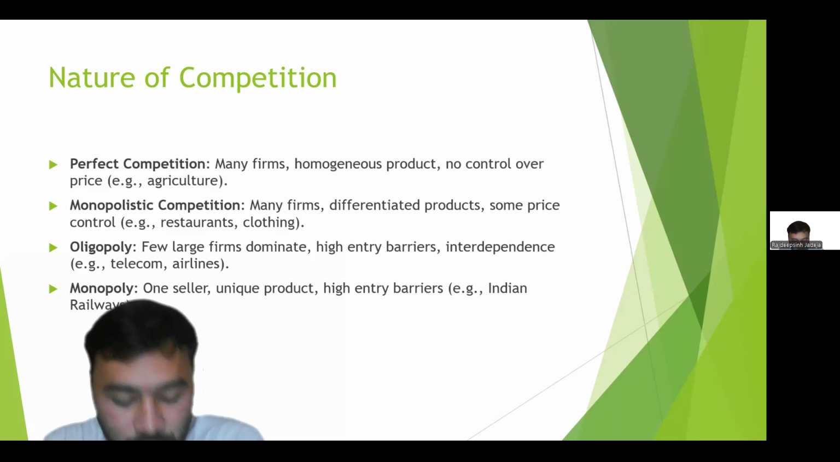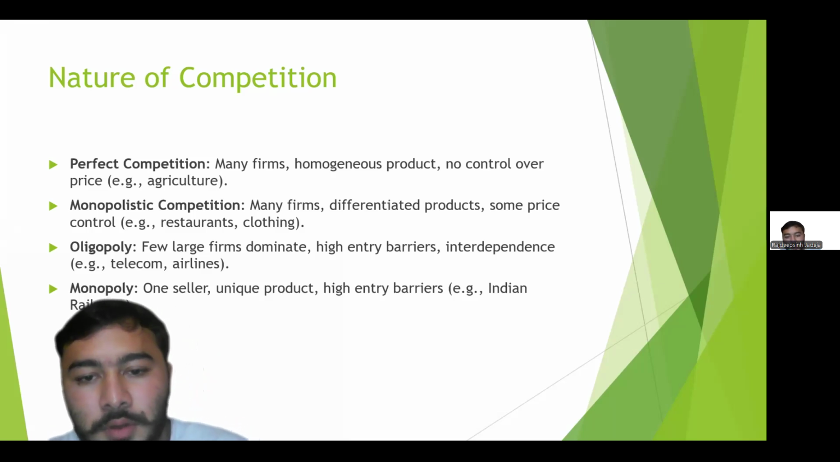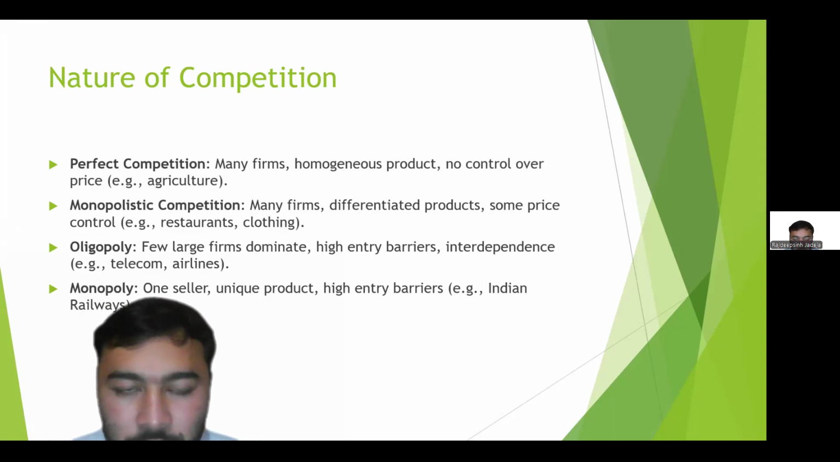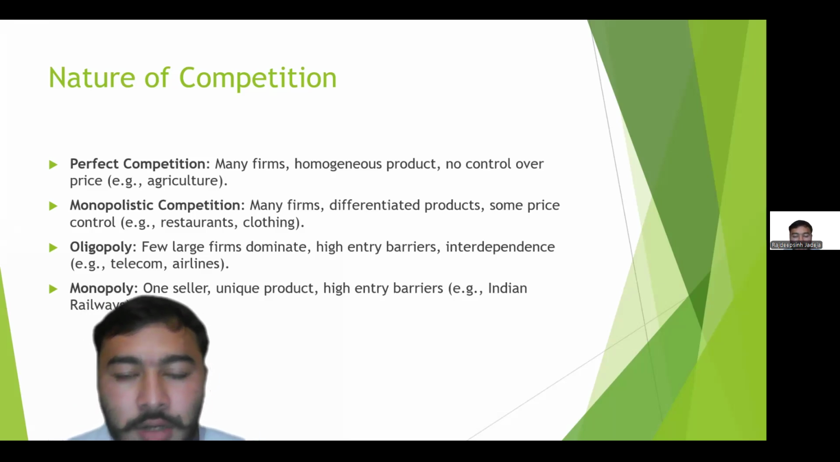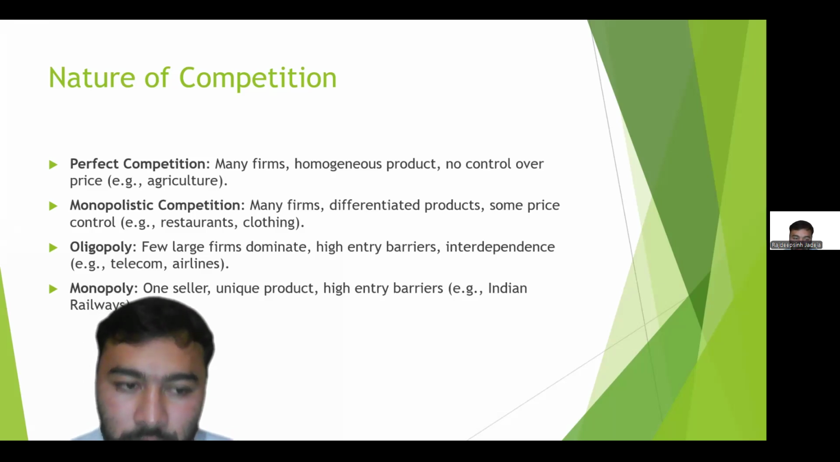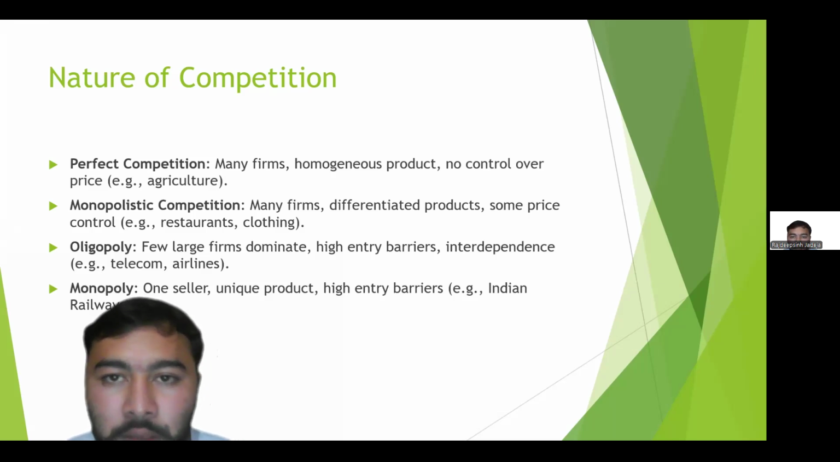Then oligopoly. Oligopoly means a few large firms dominate, with high entry barriers. In oligopoly, we can consider Jio, Airtel, and the telecom companies, which fall into the category of oligopoly because there are large firms. Of course, Reliance Jio and Airtel are large telecom firms. There is a high entry barrier. So if somebody says that I want to launch my own internet service or my own Jio-type product, then he or she needs to think again, because entering the telecom sector is very hard and not everyone can do this.